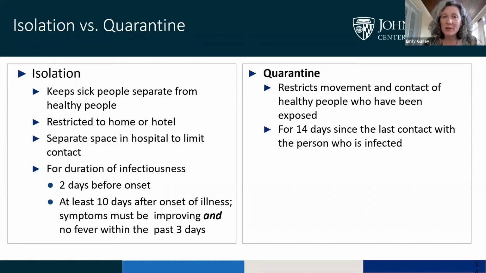Quarantine is restricting the movement of people who are healthy. They may have been exposed, but they don't have a diagnosis. Usually contacts are asked to quarantine themselves, or isolate themselves from other people, with no contact with others for 14 days after the last exposure to a patient. And that's because, again, that 14-day window is when someone could develop signs, symptoms, and infectiousness following exposure. That comes from the incubation period.